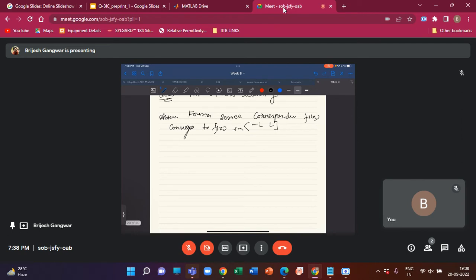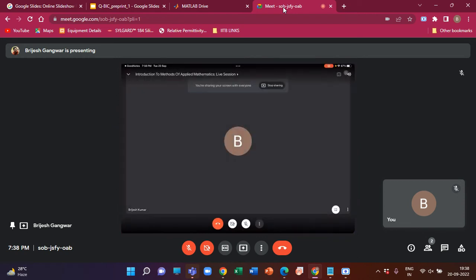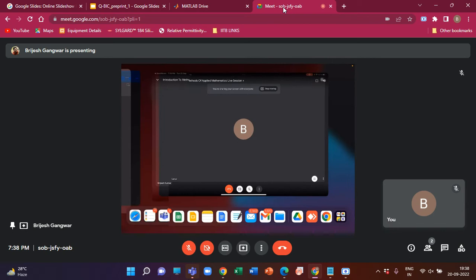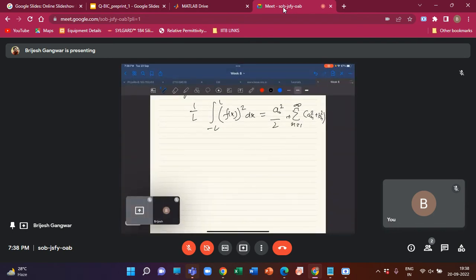So what will be the Parseval's identity? Parseval's identity will be 1 by L integral from minus L to L of the square of this f(x) with respect to x, which will equal a0 square by 2 plus summation n equal to 1 to infinity of an square plus bn square. Okay, so we have to prove this first.